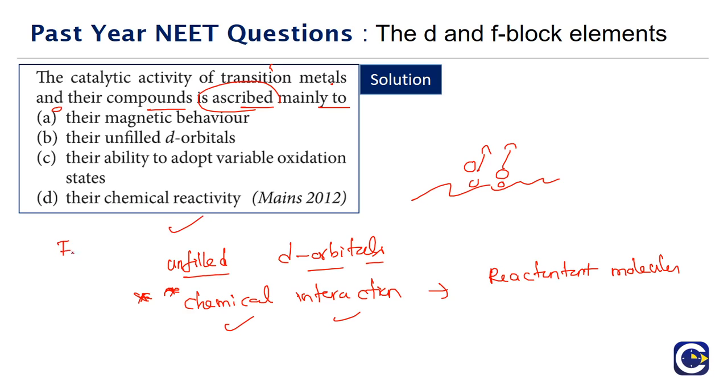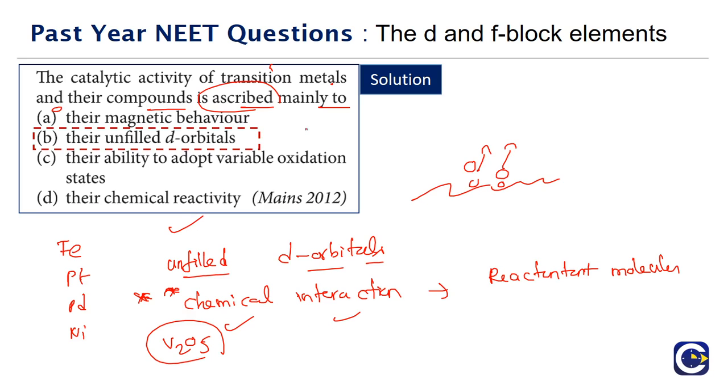So most of these transition metals, like we see iron, platinum, palladium, nickel, all of them are generally used as common catalysts in various processes. Not only the elements as such, but their compounds also, like V2O5, is used as a catalyst in the contact process for the manufacture of sulfuric acid. So like that we have the transition metals as well as their compounds used as the catalyst. So the correct answer for this is option B, because of their unfilled d orbitals.